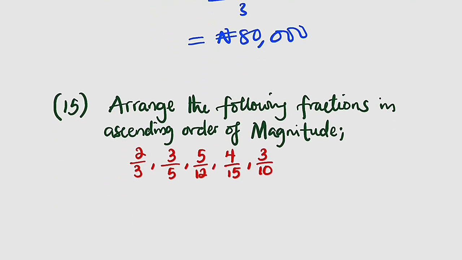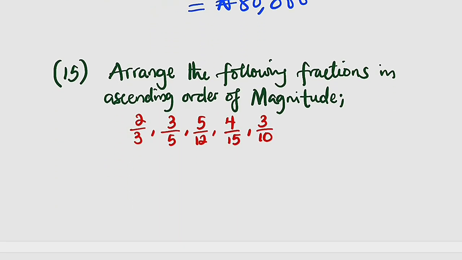Then question number 15, we're asked to arrange the following fractions in ascending order of magnitude, meaning we should arrange them from the smallest to the biggest. There are like 3 different ways to arrange fractions. Number 1, we can change all of them to decimal numbers. Then we look at the smallest to the biggest.